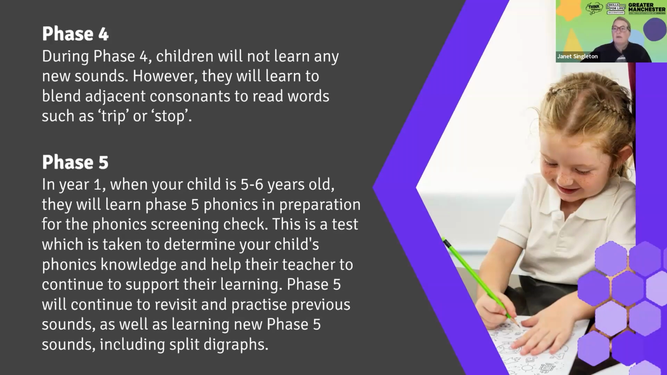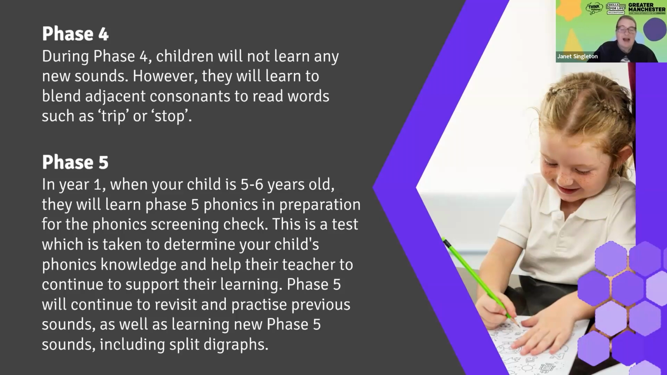So during phase 4, children will not actually learn any new sounds. However, they will learn to blend adjacent consonants to read words such as trip or stop. So you've got the letters T and the R, so you've got the consonants there. So trip, stop, those sorts of words.